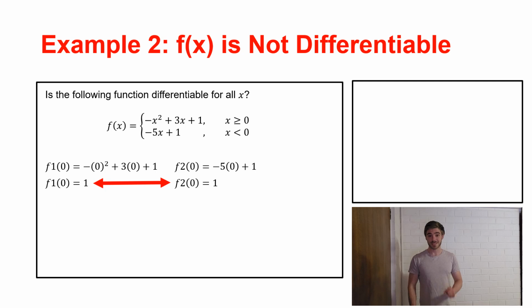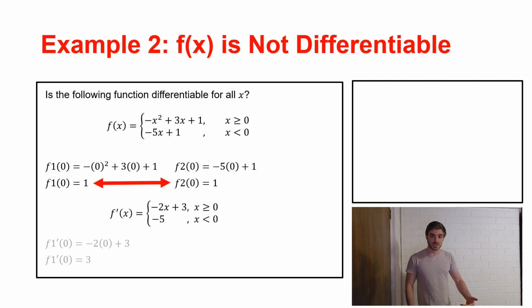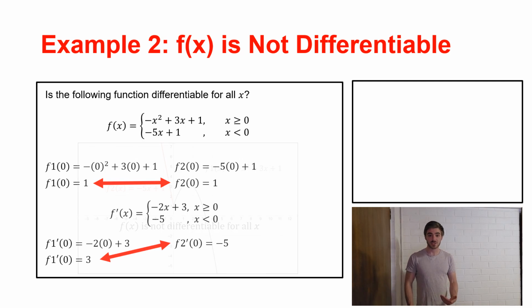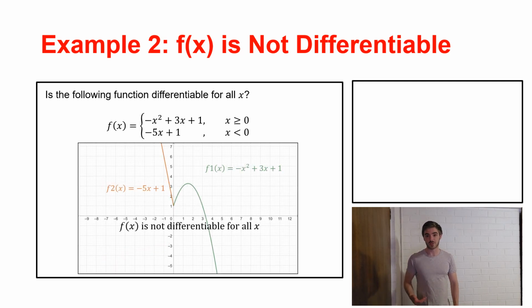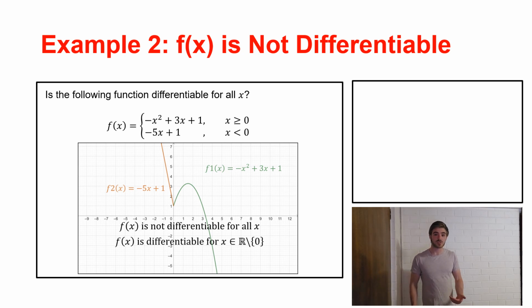But if we do the exact same thing for the derivative of f of x, we're going to find there's a mismatch. The values are no longer identical. It's this mismatch that is causing f of x to not be differentiable for all values of x. Another way of expressing this answer is to simply say where is it differentiable and where is it not differentiable. So one common way of expressing this is to say that f of x is differentiable for all x excluding 0, and the notation for that is depicted above.